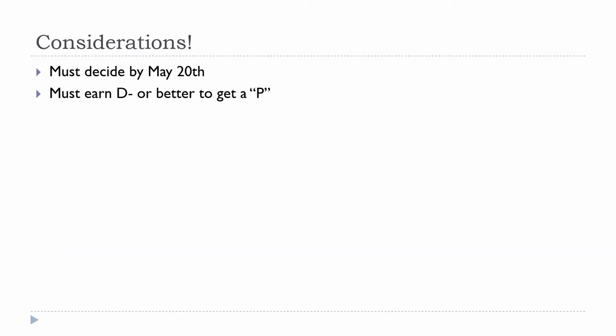So a few things to keep in mind. You've got to make your decision in terms of whether you want to pass-fail by May 20th, which means you've got a grace period so you can take a look at the grade that you earned in the class and then make a decision about what you want your grade to be. You must earn a D- or better in order to get a pass. And in this class, that means you have to earn at least 60 points.